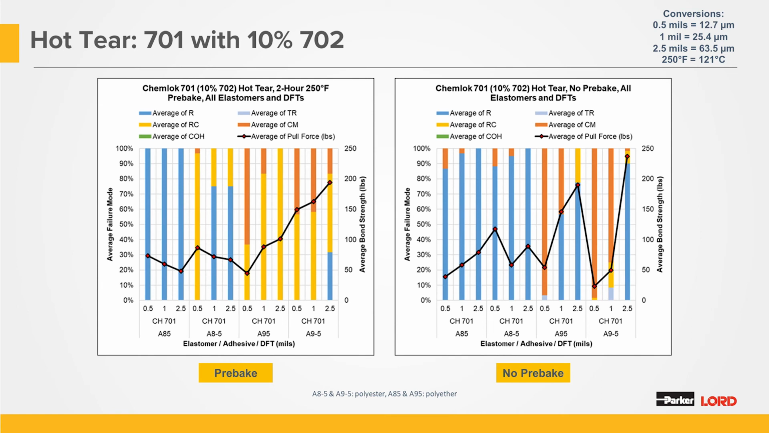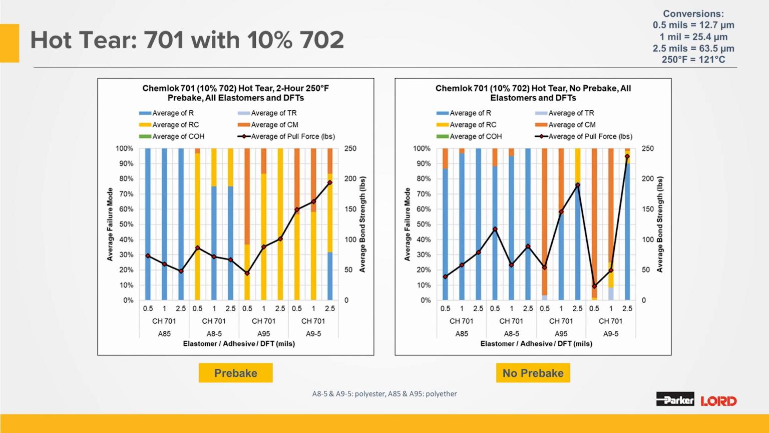Here are the results for hot tear testing. As we observed in most of the other curative ratios, the rubber retention is higher in hot tear for the lower durometer compounds. This is true under both of the pre-bake conditions. And we see that rubber retention drops off for the stiffer compounds.